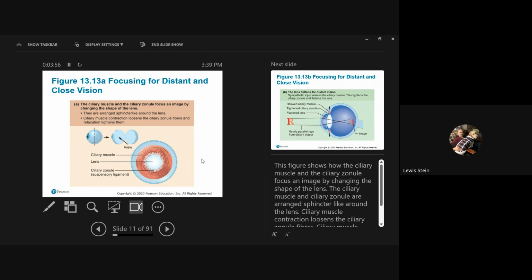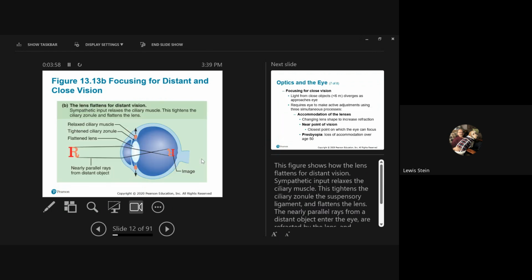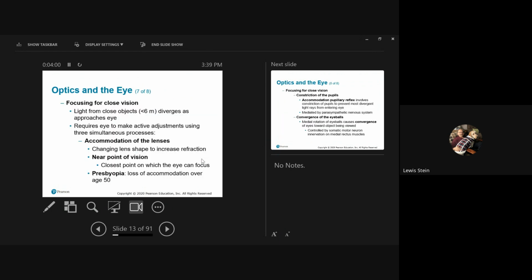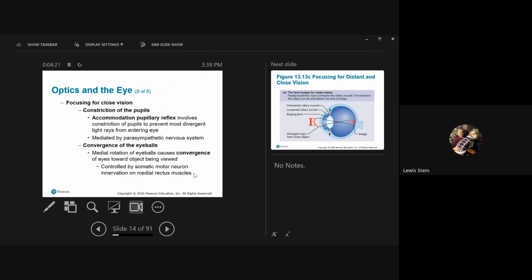It's good to say I don't know. Fine lens, focusing. See, this is me. Loss of accommodation over age 50. Changing lens shape to increase refraction. So my lens is going, I've had enough. Another 25 years on top of 50. I'm tired of doing this. Get stronger glasses. Don't do any of this.